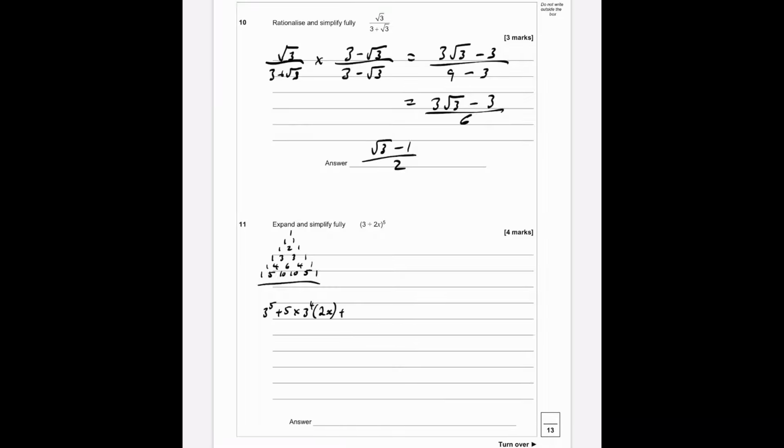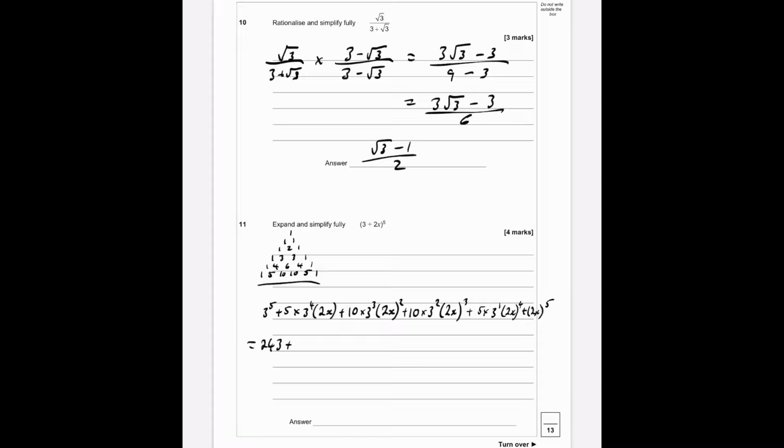Then we're just going to substitute each part into the binomial expansion. So starting with 3 to the 5 in decreasing powers of 3, and then increasing powers of 2x. It's nice to put the 2x in brackets for each one of those so you don't forget to square or cube or raise the 2 to whatever power it is as well, and then the coefficients of that line of Pascal's triangle at the front, and we get a full expansion there. We now need to expand it and simplify.